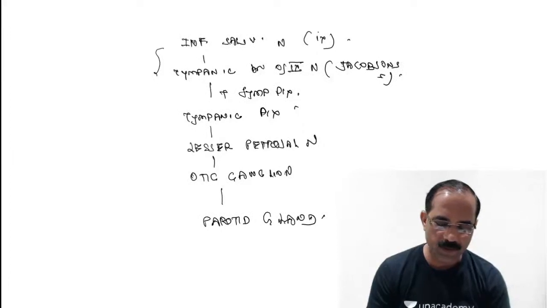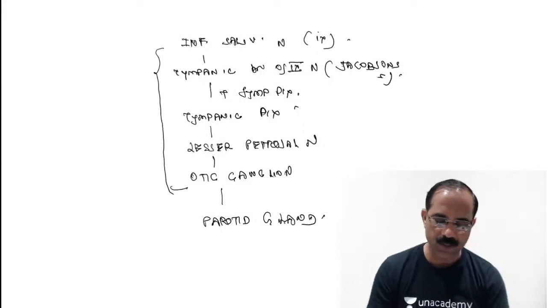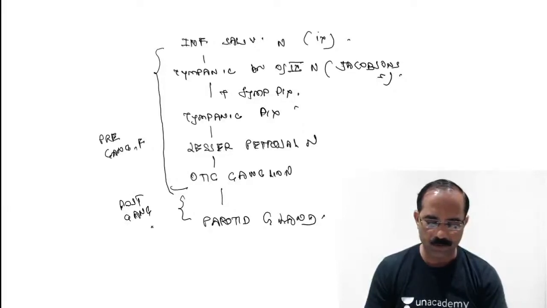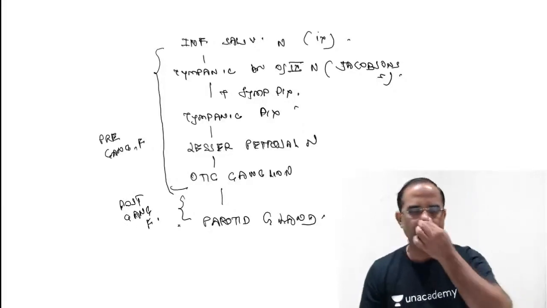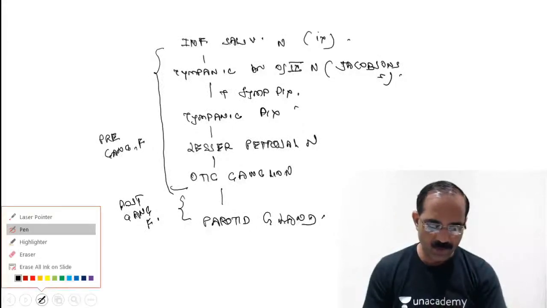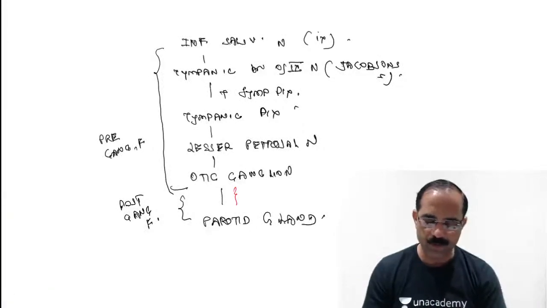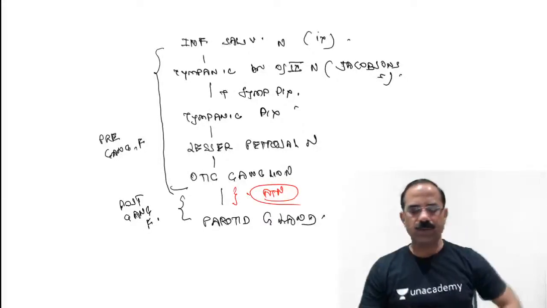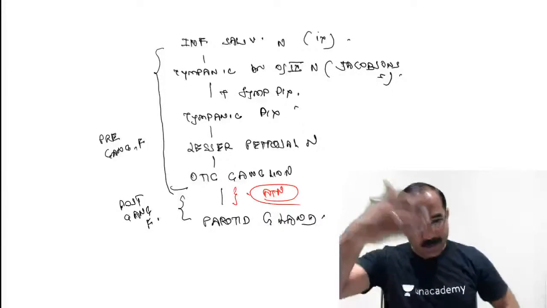So what are these fibers from the brainstem to this ganglion? These are the pre-ganglionic fibers. And what are these fibers? These are the post-ganglionic fibers. And now who's going to carry these post-ganglionic fibers? These post-ganglionic fibers are carried by the auriculotemporal nerve. Is this clear?